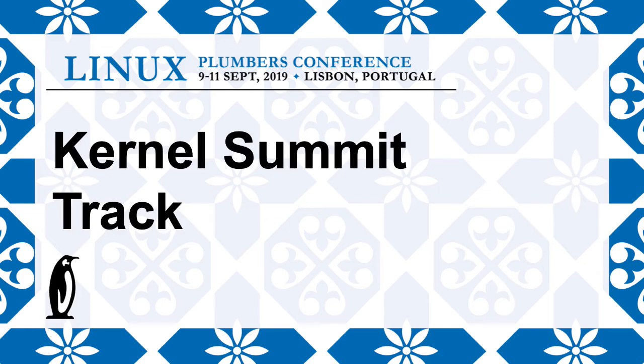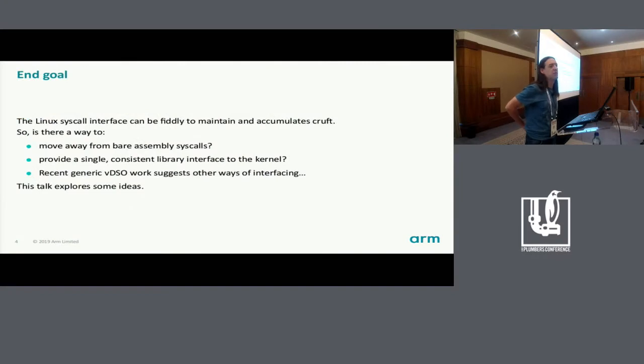So I was wondering whether there was a way that we could move over from using bare machine level system calls and provide something that looks more like a library interface that user space can call. There's been some recent discussions and work that suggests that this is an interface that may work. So the generic VDSO work, for example, has looked at deploying the VDSO interface across multiple architectures. And basically my work explores some ideas about how we might make use of that for all system calls.